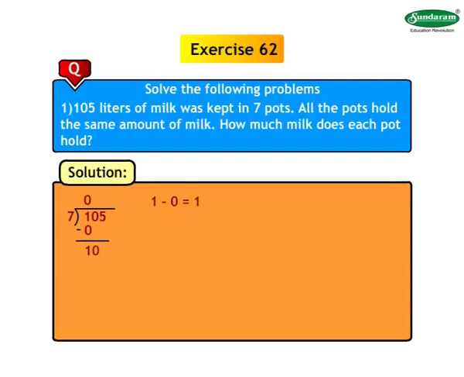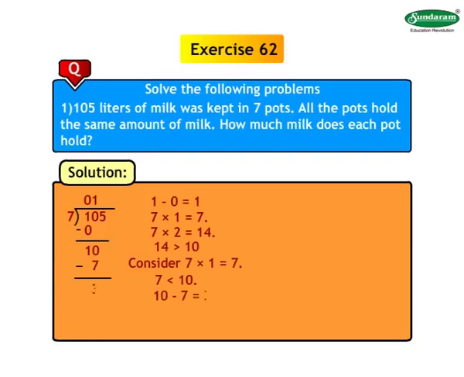Now divide 10 by 7. We know that 7 into 1 is equal to 7. 7 into 2 is equal to 14. 14 is greater than 10. So we will have to consider 7 into 1 is equal to 7, since 7 is less than 10. Divide. Write 1 next to 0 in the quotient above 0 of 105. 10 minus 7 is equal to 3. Write 5 of 105 next to 3.